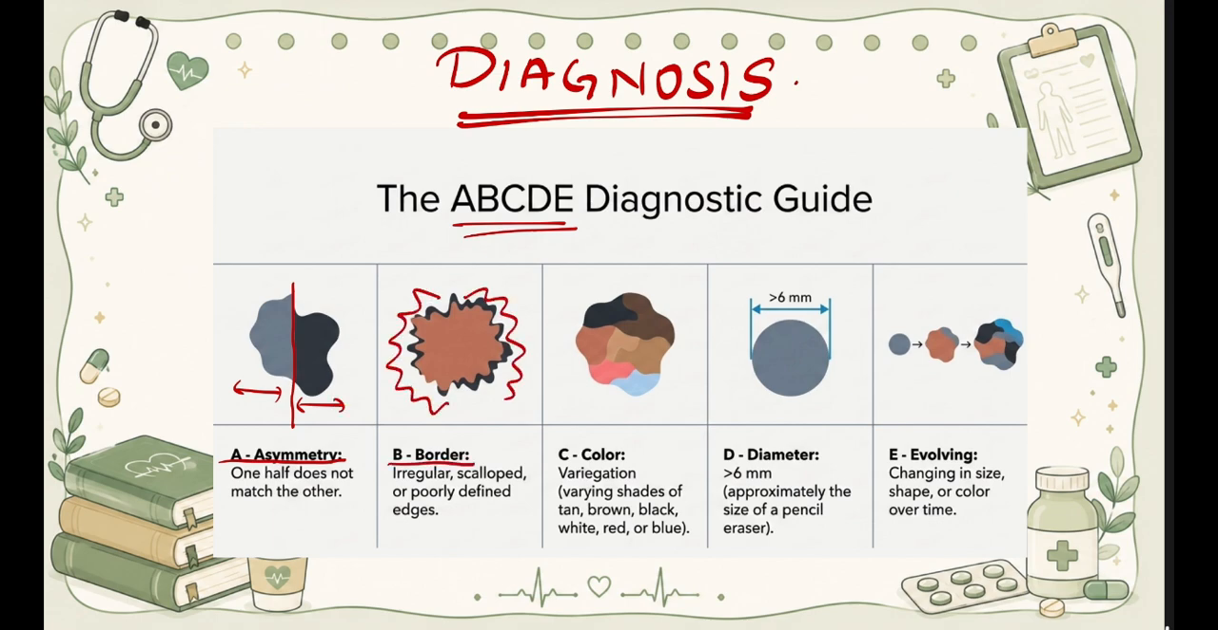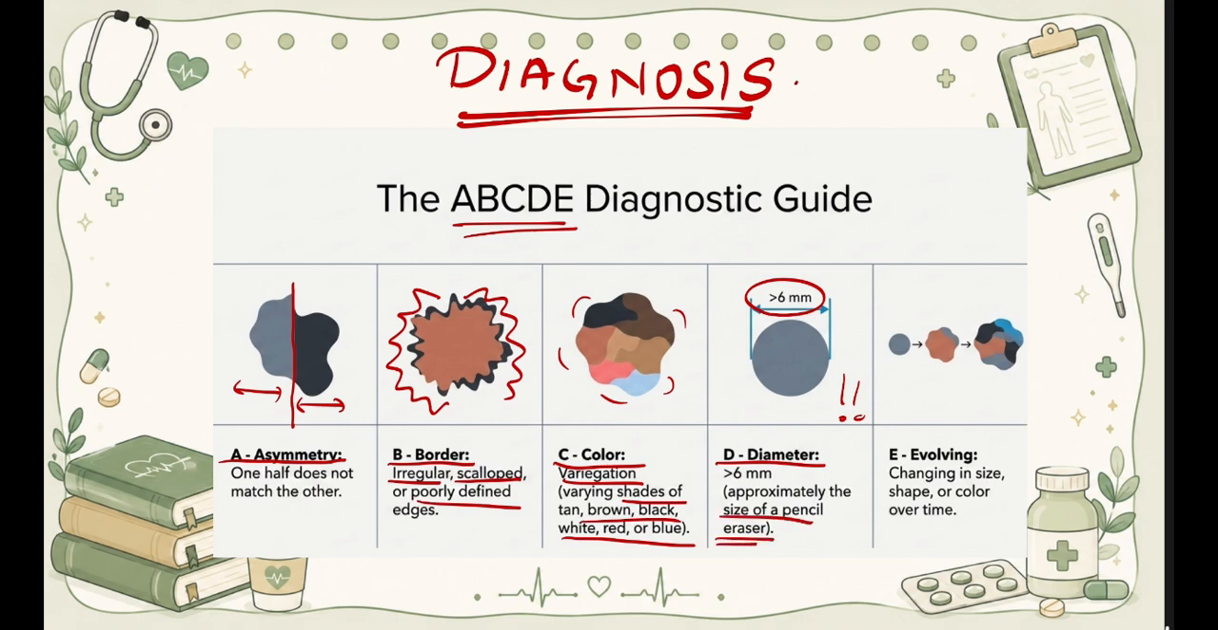The edges of the spot are not smooth. Instead, they look irregular, scalloped, or poorly defined. C stands for color. A dangerous spot often has color variation. This means it displays unpredictable shades of brown, black, white, red, or even blue. D stands for diameter. We become very concerned when a spot is larger than 6 millimeters. For reference, that's about the size of a standard pencil eraser.